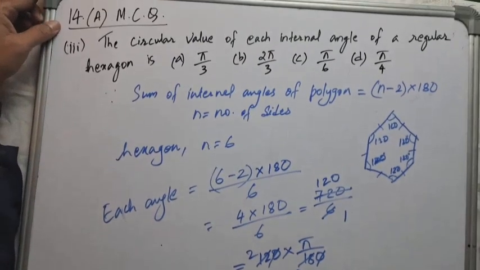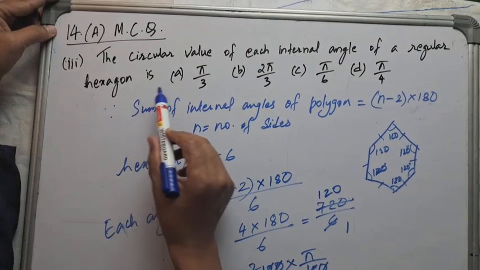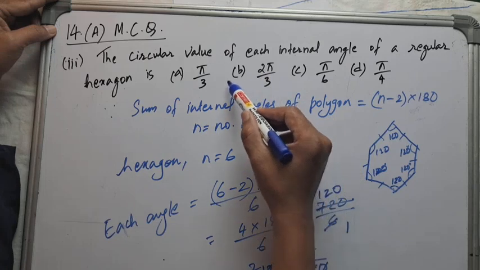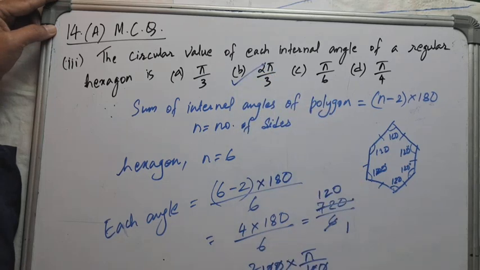So which one is the correct option among these 4? 1 2 3 and 4. So option B is 2 pi by 3, isn't it? So this is the correct option. I hope you got this.